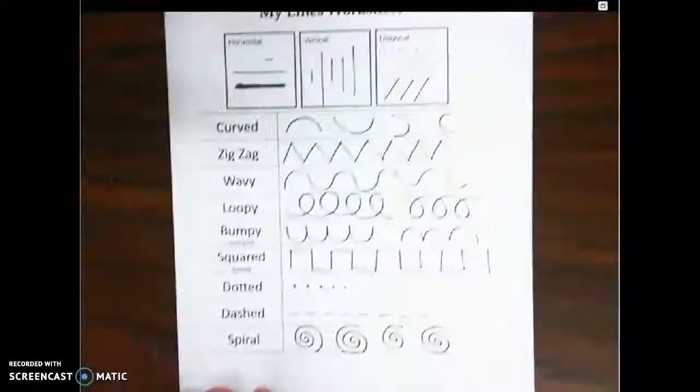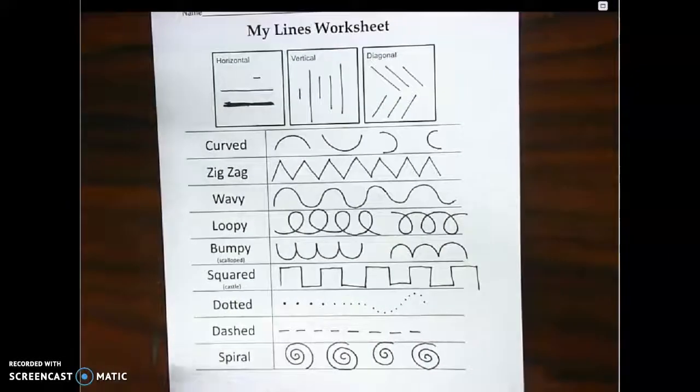I hope you had fun filling out our lines worksheet together. What was your favorite line to draw?